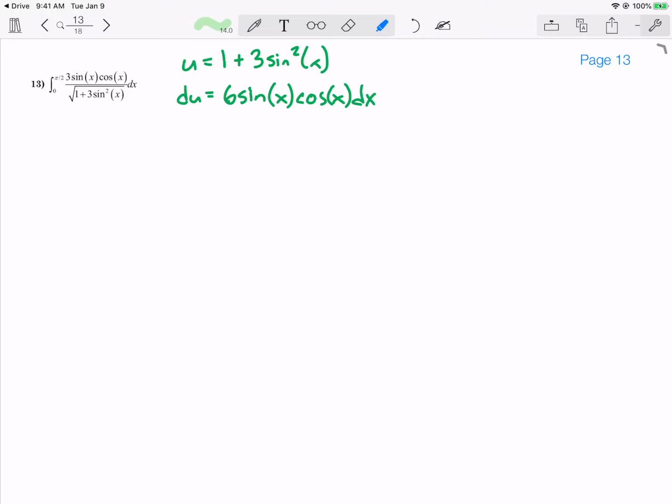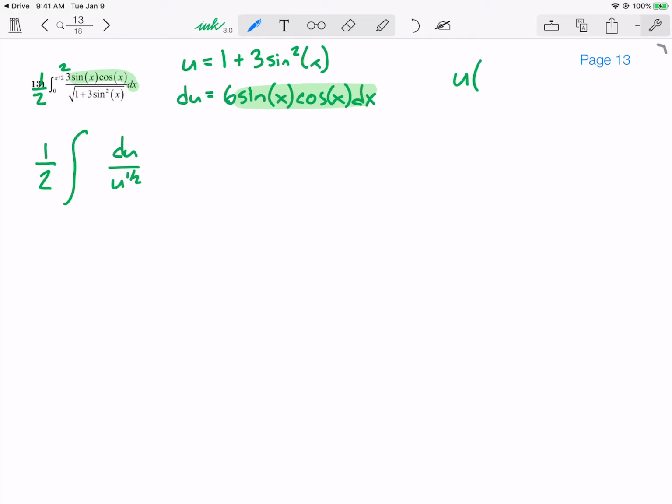Well, let's see what I've got already there. Sine x, cosine x, got that. But I need that 3 to be a 6. So if I want that 3 to be a 6, I can just multiply it by 2. But if I multiply by 2, I've also got to divide by 2 out front. So I'm really going to have 1/2 the integral of du over u to the 1/2. Okay, but let's figure out what our limits of integration are going to be.